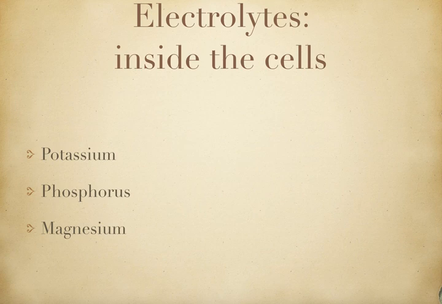Phosphorus is found in phosphate salts and helps with energy metabolism, bone mineralization, and acid-base balance. Magnesium is a catalyst for enzyme reactions and for neuromuscular contraction in the nervous system and the cardiovascular systems.